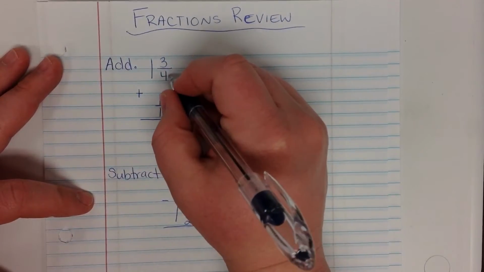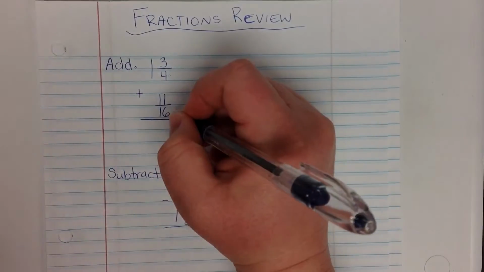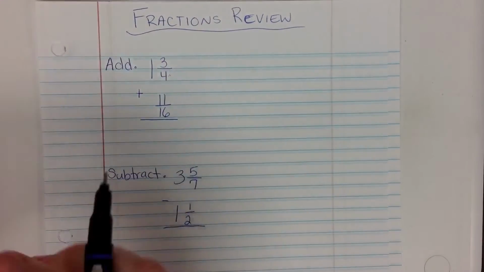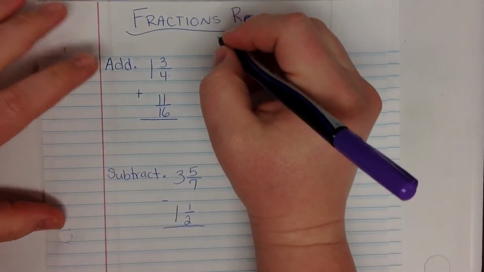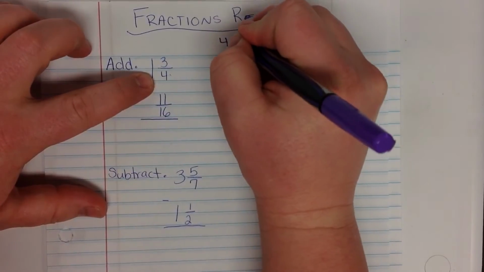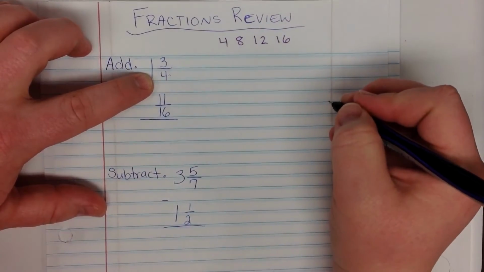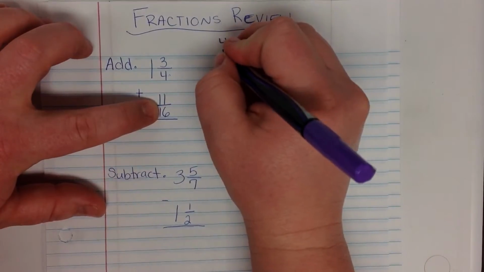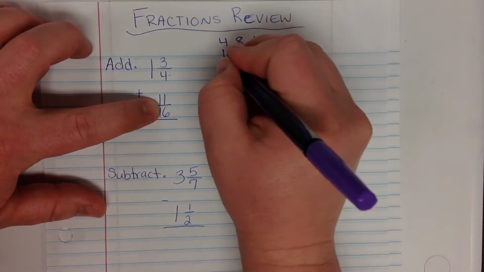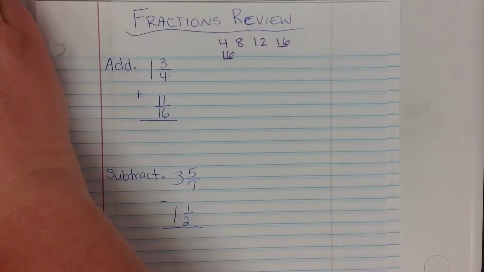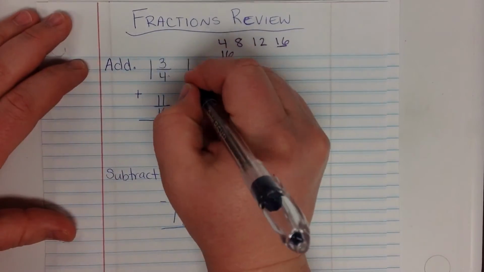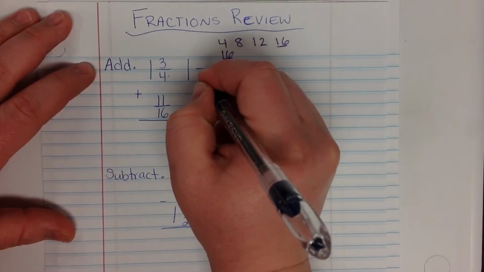So we need to find a common denominator between 4 and 16. The way we do that is we can list the multiples, right? For 4, we have 4, 8, 12, 16. I'm not going to list all of them, just a few. And then for 16, I'm just going to start listing until I see one. Well, they both have a 16. So my common denominator here, we want to keep our whole number, is 16.